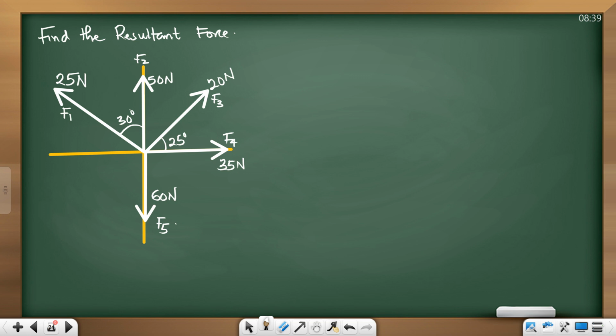I want to ask you a question. Which forces are you going to resolve? Please type your answers. Because I need this. Which forces are you going to resolve? All right, I have F2, 5, and 4. F2, okay.